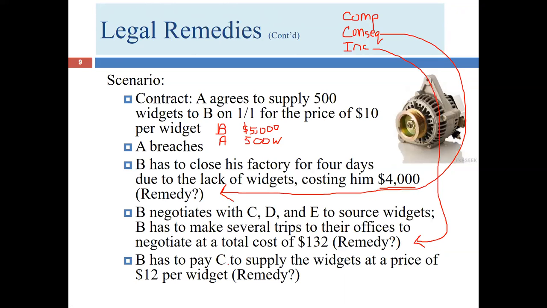Bob chooses Connie. So he has to pay Connie to supply the widgets at a price of $12 per widget. So instead of $10 per widget, it's $12 per widget. So let's just do the math. 500 widgets times $12. Sorry about that. So that is $6,000 that Bob is going to have to pay C. But he was only going to have to pay A $5,000. So we're talking about that difference.